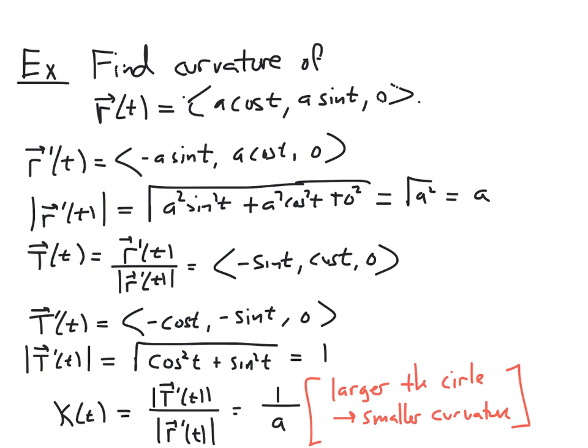And so the principle here is that larger circles have a smaller curvature. Of course, that means smaller circles have a larger curvature. But in any case, the curvature of any circle, not just one in the xy plane like that just made it easier to compute, will always be 1 over the radius.